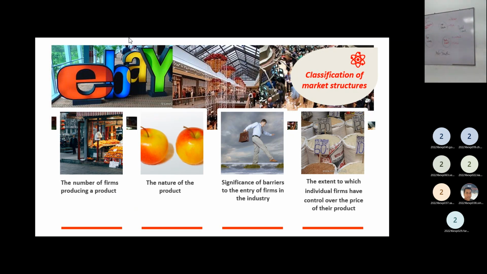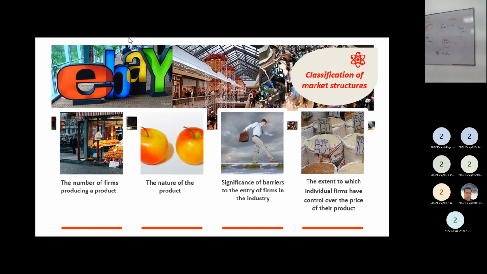Ethical means, do they have the right to decide the price? They have, because they are producing something which is different from others. So they have the right to decide their price. But some don't have that kind of right to decide the price. We'll learn what those things are, and this is the fourth criterion that we are using: whether a particular industry can decide the price of the product or not. So these are the basic four criteria that we are using.